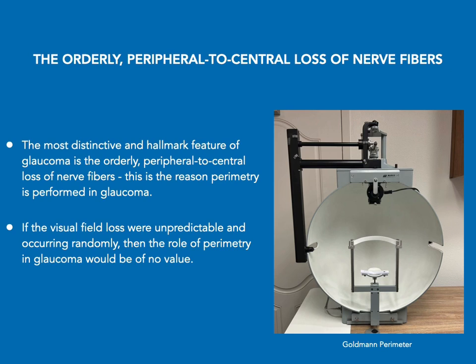The orderly peripheral-to-central loss of nerve fibers. The most distinctive and hallmark feature of glaucoma is the orderly peripheral-to-central loss of nerve fibers. This is the reason perimetry is performed in glaucoma. If the visual field loss were unpredictable and occurring randomly, then the role of perimetry in glaucoma would be of no value.